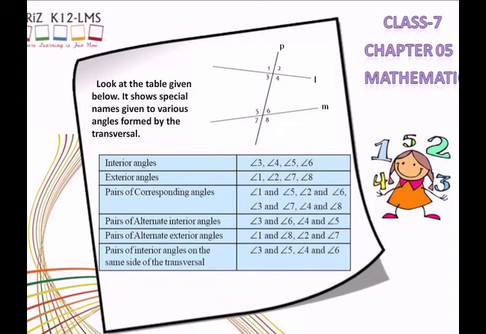Interior angles: angle 3, angle 4, angle 5, angle 6. Exterior angles: angle 1, angle 2, angle 7, angle 8. Pairs of corresponding angles: angle 1 and angle 5, angle 2 and angle 6, angle 3 and angle 7, angle 4 and angle 8. Pairs of alternate interior angles: angle 3 and angle 6, angle 4 and angle 5. Pairs of alternate exterior angles: angle 1 and angle 8, angle 2 and angle 7. Pairs of interior angles on the same side of the transversal: angle 3 and angle 5, angle 4 and angle 6.